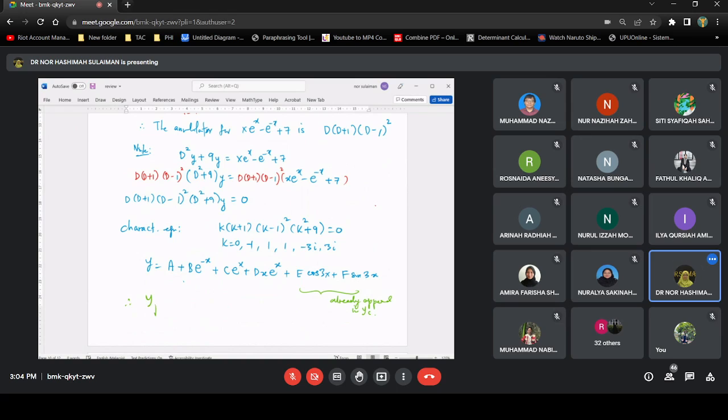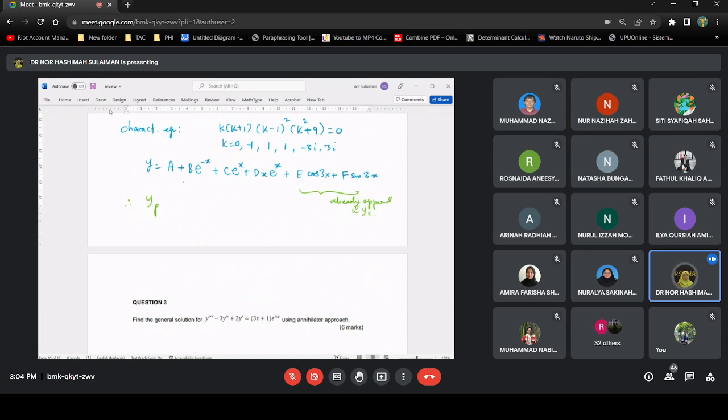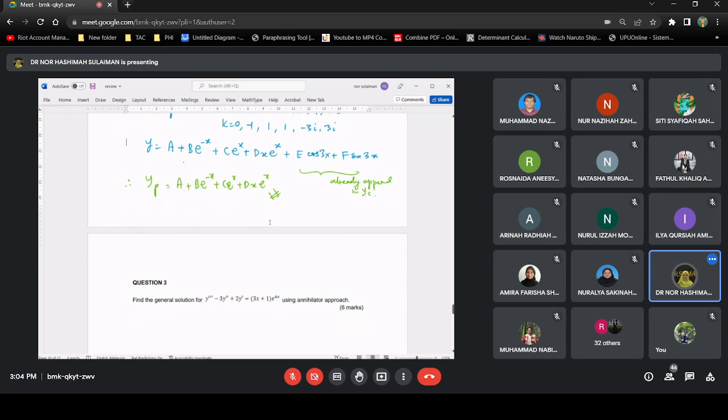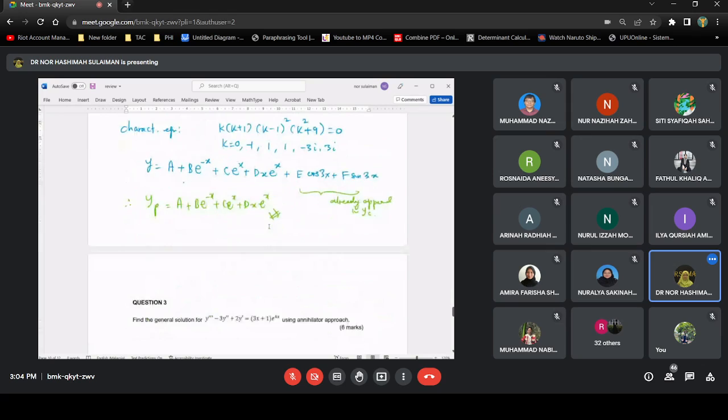Okay, so therefore the YP equals to what? A plus B E to the negative X plus C E to the power of X plus DX E to the power of X. Alright, so this is your YP. YP ni dia tak nak term yang apa nama, maknanya yang ini adalah YP, yang ini adalah dia punya YC. Okay, boleh faham? Faham, alright. Boleh. Okay, ada soalan nak tanya, shall we proceed?